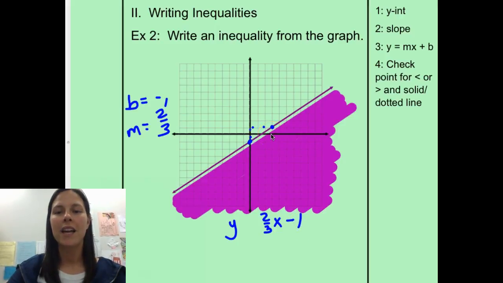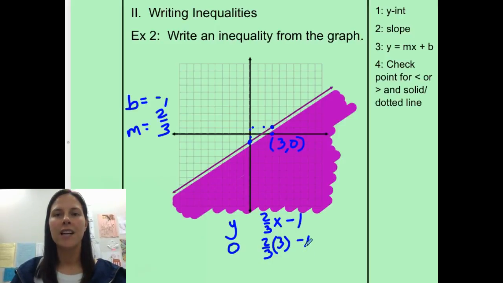Next, I'm going to pick any ordered pair on the side of the line that is shaded. Knowing that my slope is 2/3, I want to pick an ordered pair where the x coordinate is a multiple of 3. So I'm going to pick (3, 0), which is on the side of the line that is shaded. I'm going to substitute 0 for y, and I'm going to substitute 3 for x. And then I'm going to figure out which way my inequality should face to make this a true statement.